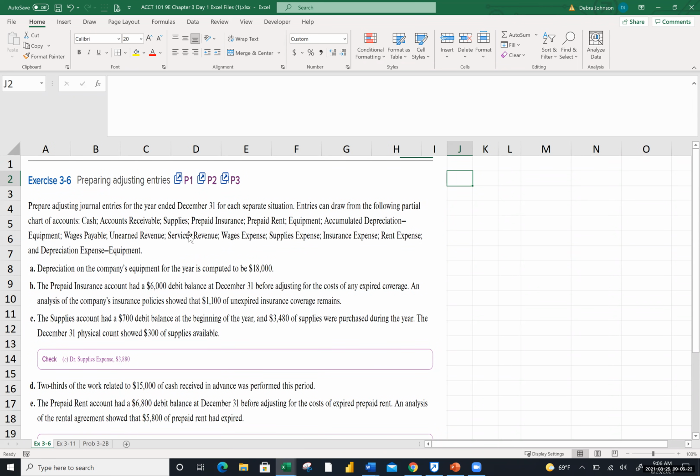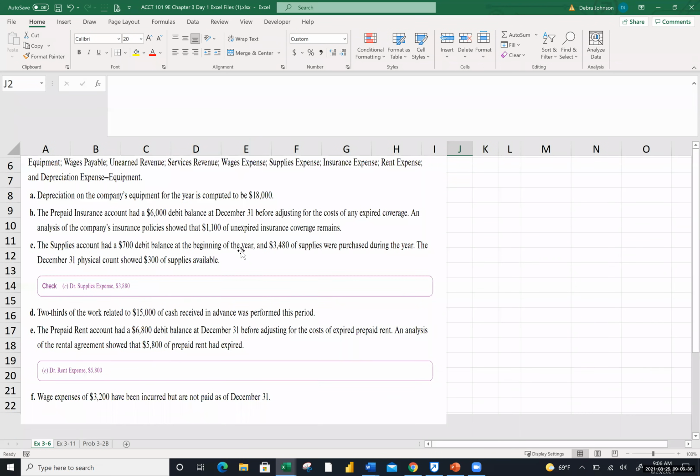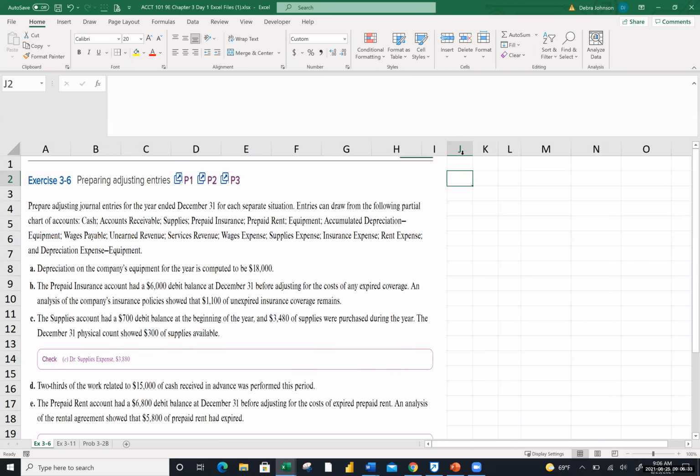Okay, they gave us a chart of accounts, a partial chart of accounts. And so we want to try and stick to these accounts that they gave us. And then they gave us, let's see, 6 or 7 adjustments. Letter A, depreciation, is going to be our first one. We're all familiar with how to do accumulated depreciation. We're familiar with the straight line method.